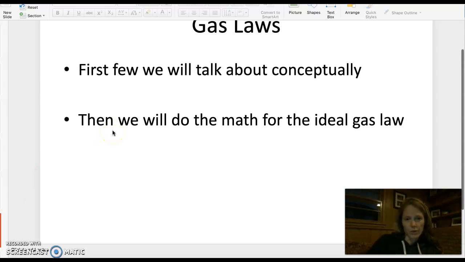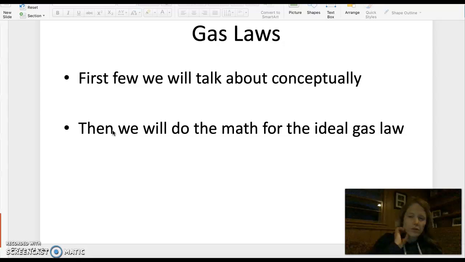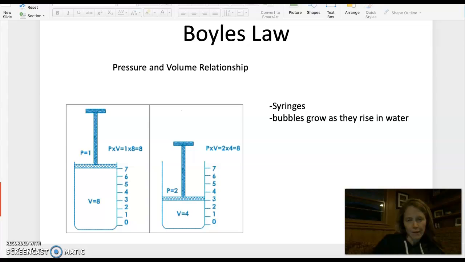So there are quite a few gas laws. The first three we're just going to go through kind of conceptually. We're not going to get into the math right now. And then the ideal gas law, you'll do some math with the ideal gas law, but not right now. So the first gas law that we're going to look at is called Boyle's law, and it's basically a pressure and volume relationship.